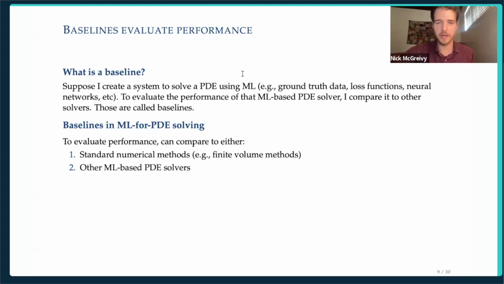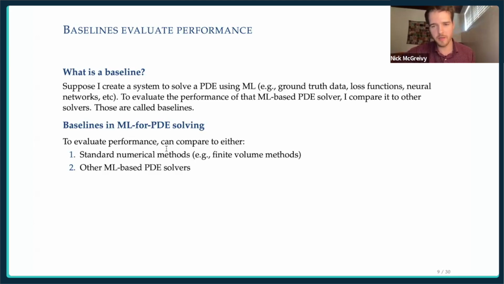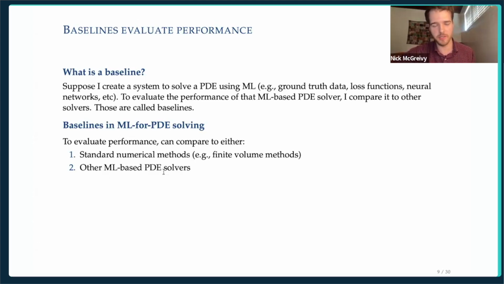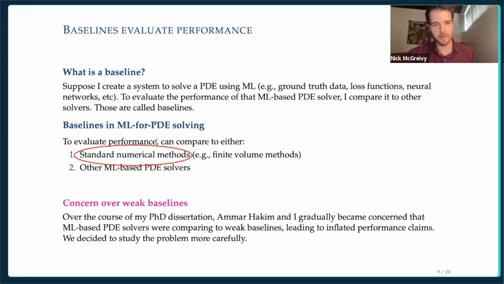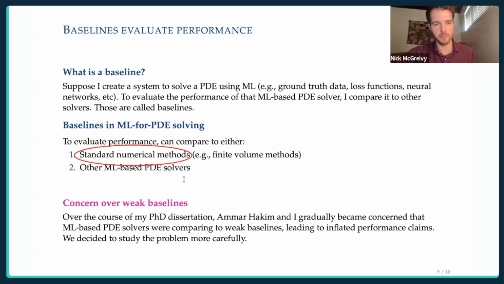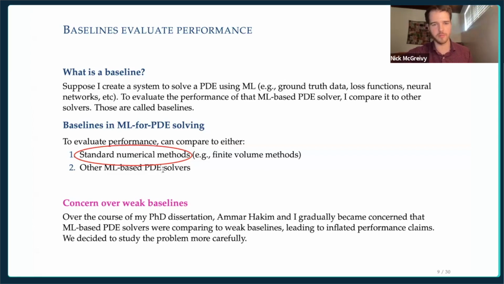Now, I can compare it either to the standard numerical methods, like we saw at the beginning was an example of one, or I can compare it to other machine learning-based solvers. In this talk, I'll be focused on comparisons to standard numerical methods, and not people who compare one machine learning model to another, although it's possible some of these issues exist there. It's probably likely.